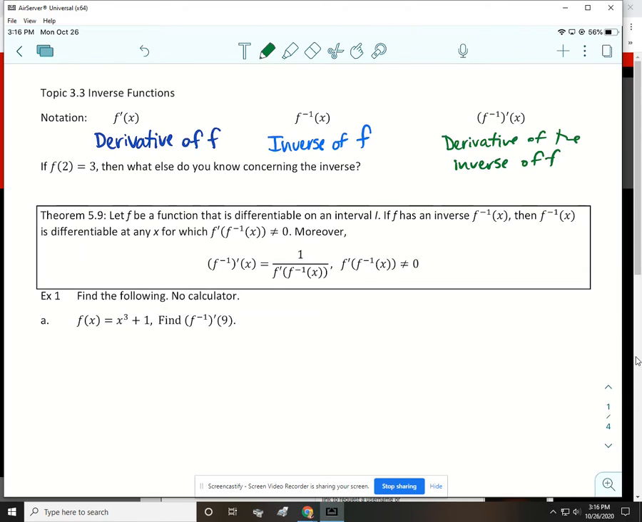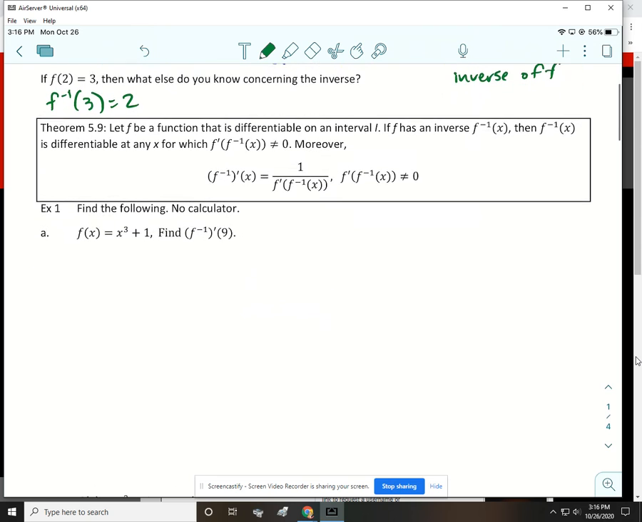All right, now some things that you need to remember about inverses is that if we know that f of 2 is 3, then we know that f inverse of 3 is 2, because an inverse function will take the 3 and turn it back into a 2. All right, so you did the exploration activity about inverses. So hopefully you figured out that the inverse is going to be the reciprocal of the original.